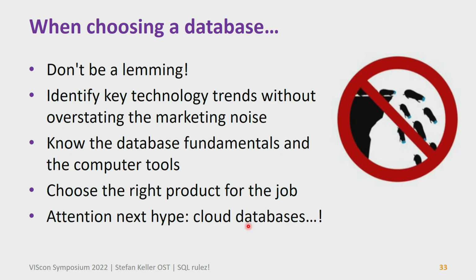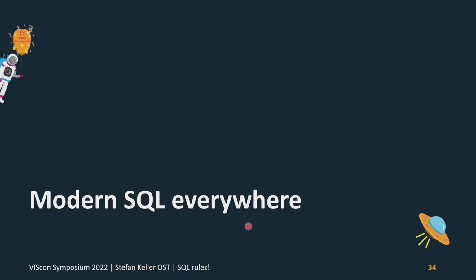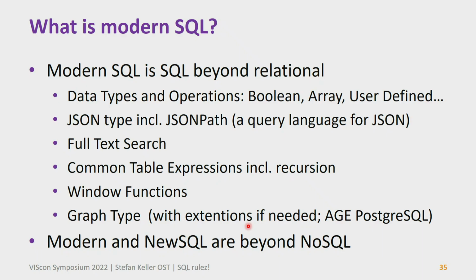But I don't have time for this because I wanted to say something about modern SQL everywhere. What do I mean by modern SQL? Modern SQL is SQL beyond relational. It's data types and operations like Boolean. I mean, Oracle had an update these days to incorporate Boolean. Boolean was around for 30 years. At least they did it.